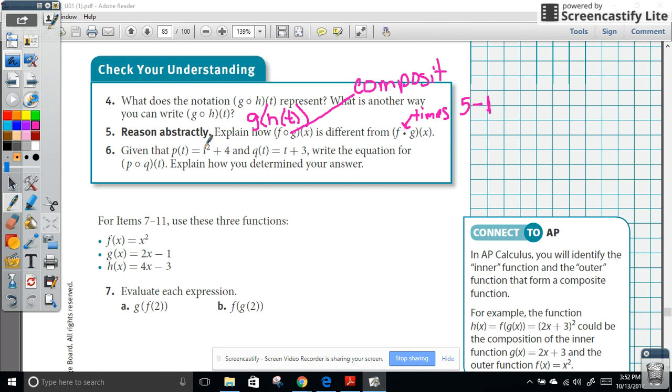Okay, so here they're saying, given this, write an equation for that. Explain how to find your answer. Oh, they're being mean. Okay, so they want you to, remember this means plug.